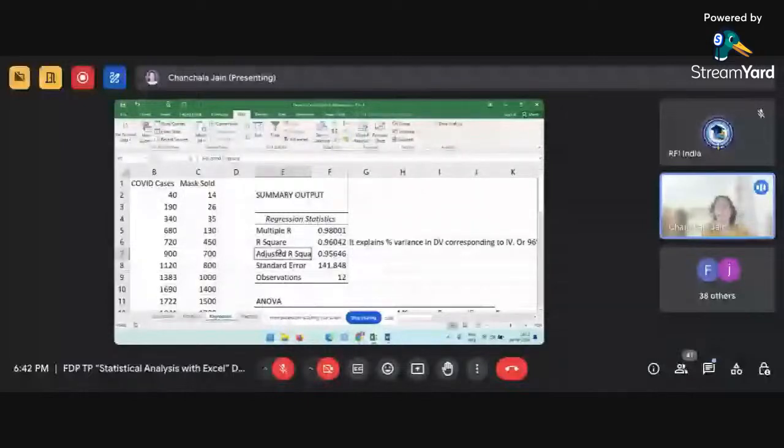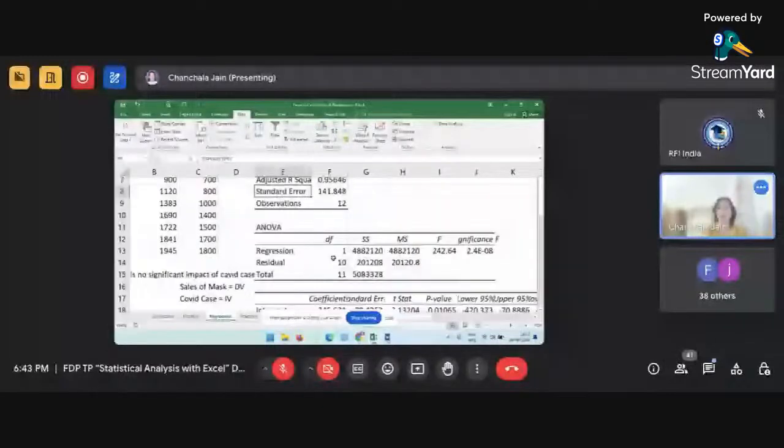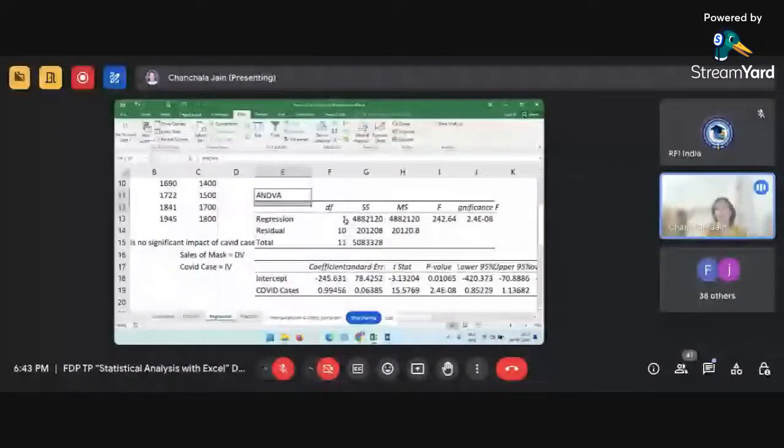Now, adjusted R square, generally you do not need to report in case of simple linear regression. When you are having only a single independent variable, generally we are not reporting this. But if you are having more than one independent variable, in that case you will report your adjusted R square and not your R square, right? So here we are striking off this adjusted R square and we are not discussing it. Then standard error is coming as 141.848. Observations were 12.